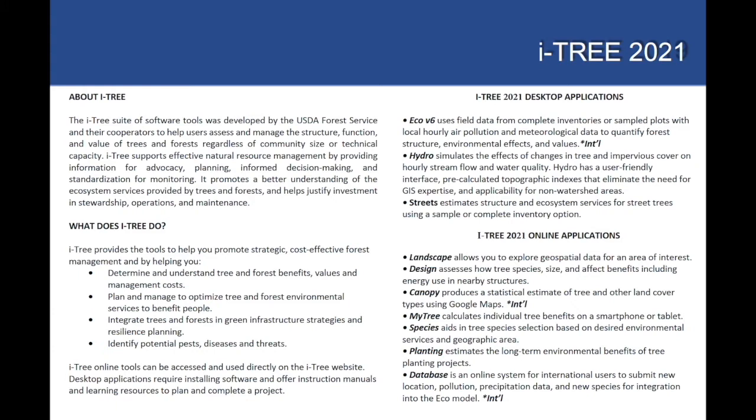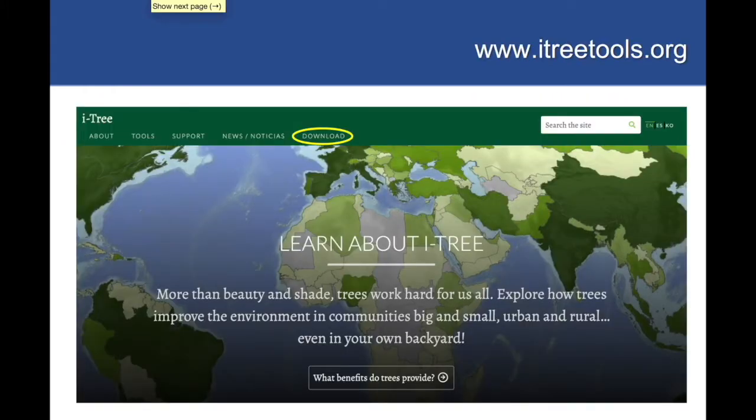Well, I don't expect that in one lecture, but what I'm hoping is that you're going to expand your horizons and start with this manual by looking at the overview of each of the products on offer. The first thing you can always go to is www.itreetools.org, and that's our website, where we have all of the tools spelled out. This is just the front page of our home landing page. I circled Download here, and that's where you can download the Windows-based programs like Eco and Hydro. You can download those there.